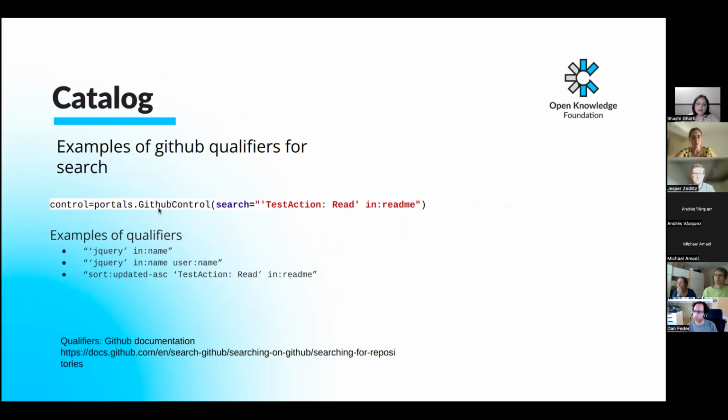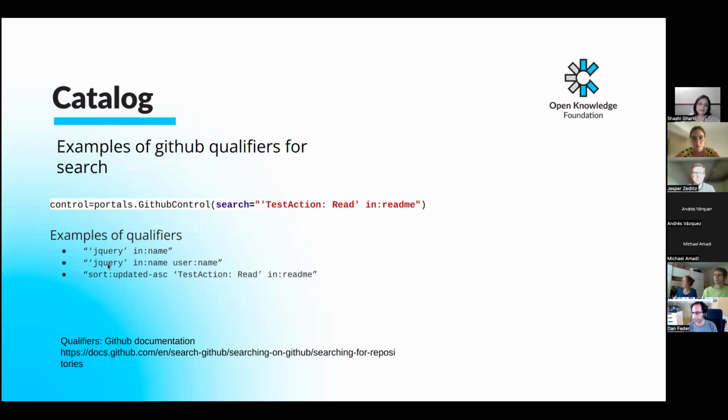For the catalog, we can pass the URL of the user's account, and we can also select which kind of repository we want to read based on the search queries. We can pass the search queries as follows, and we can use any qualifiers that the GitHub API supports. For example, in this search, I'm trying to read those repositories which have the text "test action" in the README file. So it will read only those repositories and create the catalog for it.